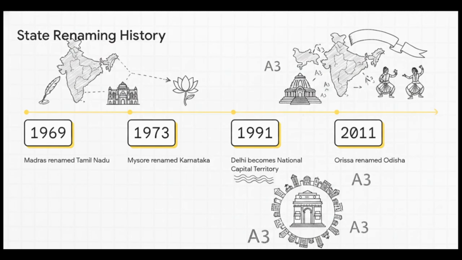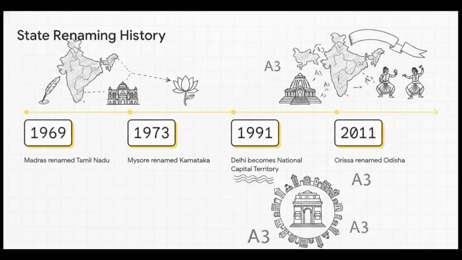The names of several states and union territories have changed over the decades, very often driven by deep-rooted linguistic pride and the broader process of decolonization. Make sure you lock in this chronological timeline. In 1969, the state of Madras was officially renamed Tamil Nadu to reflect the powerful linguistic identity of its Tamil-speaking population. A few years later, in 1973, Mysore became Karnataka, fully embracing its historical and cultural roots.